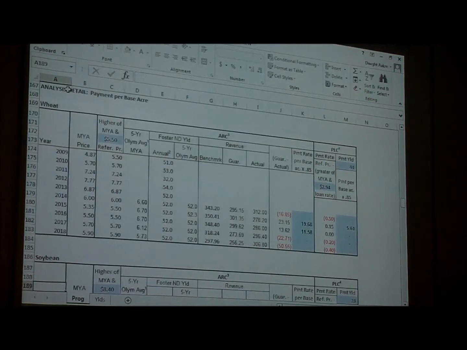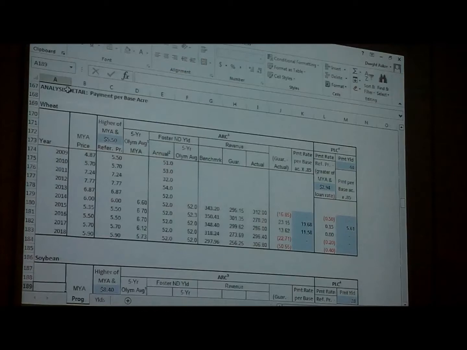But if you take the $6.60 5-year Olympic average price times the 52 5-year Olympic average yield, you get $343.20. That's the benchmark for this year. The ARC payment can be no more than 10% of the benchmark, or $34.32. The payment will be calculated by subtracting current revenue from the benchmark.